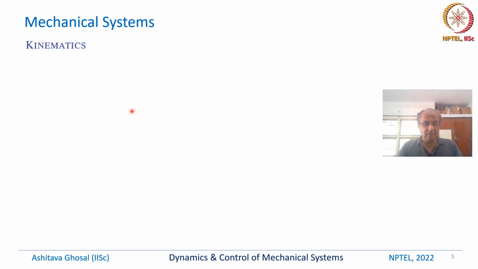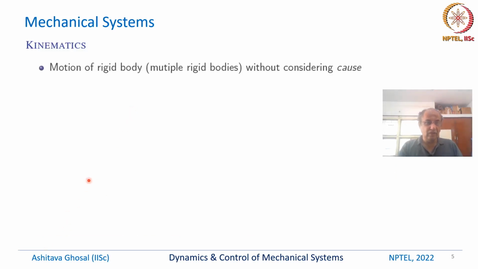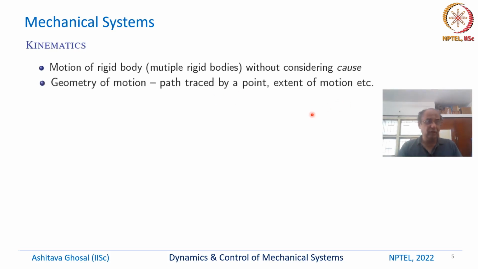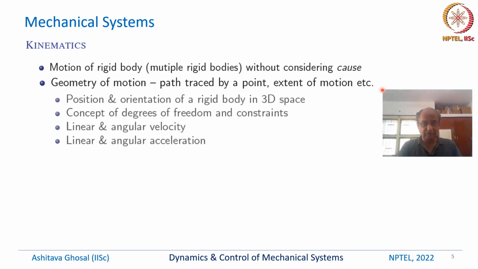Kinematics on its own consists of, or looks at, the study of motion of rigid bodies or multiple rigid bodies without considering the cause. So what do we study? We look at basically the geometry of the motion. So the path traced by a point, or maybe what is the extent of the motion of the point or the rigid body, and so on.